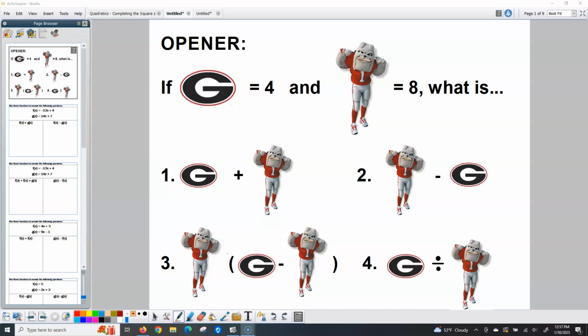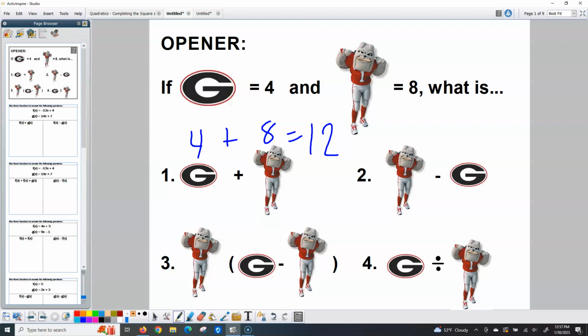Going to do a little composition of functions, real basic stuff. Anybody can do it. If the power of G is equal to 4, hairy dog is equal to 8, what is, number one, G plus hairy dog? Well, if G is 4, this would be 4 plus hairy dog is 8. That would be 12.